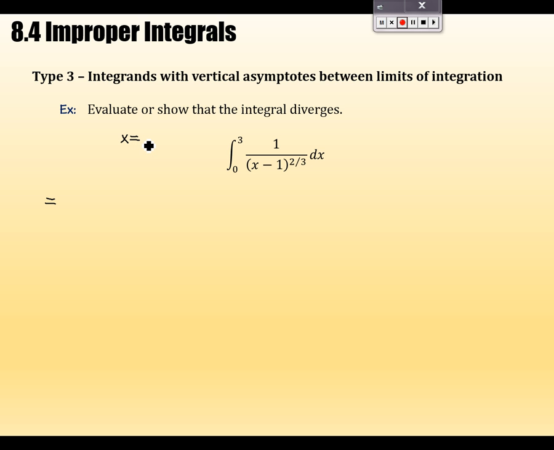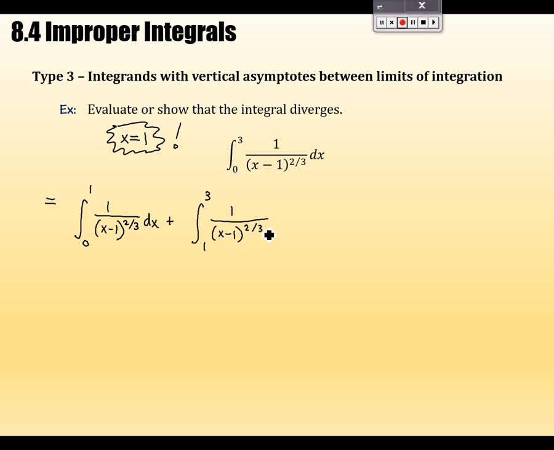There's a vertical asymptote for this function at x equals 1, right? So we need to be really careful there, and the way we'll do that is by integrating this function from 0 to 1 and reducing this to 2 of the previous kinds of problems, right? And then 1 to 3. And then again, what's our favorite letter instead of 1 here? Q this time. I like it.